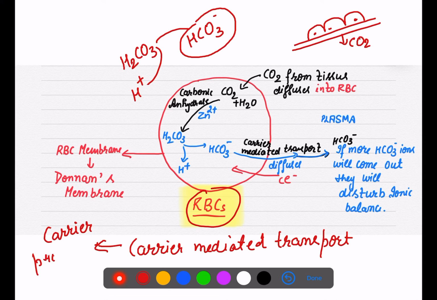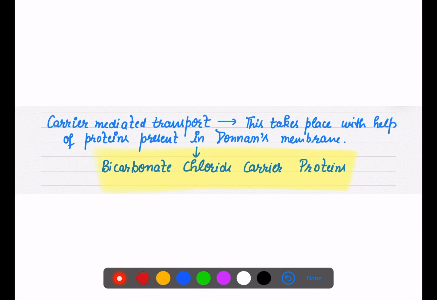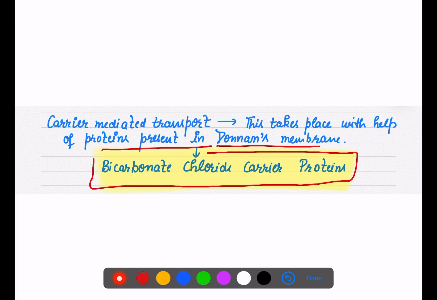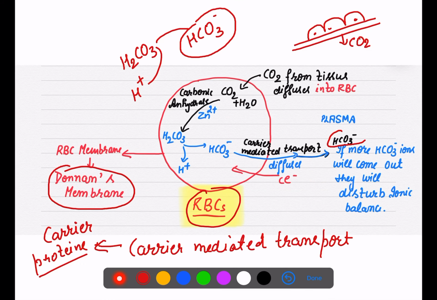Where are these proteins present? These proteins are present in Donnan's membrane. So these carrier proteins are present in Donnan's membrane, and they are known as bicarbonate-chloride carrier proteins. But here I did not talk about chloride. I only talked about bicarbonate ions, that bicarbonate ions are formed and they are releasing out, diffusing out into the plasma.